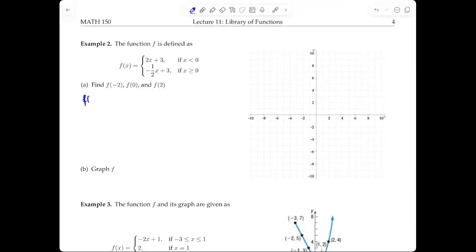So f of -2, right? So you use 2 times -2 plus 3, which is -1. So you use the first function because x is equal to -2, which is less than 0 in this case. Now f of 0 is -1/2 times 0 plus 3, which is equal to 3.